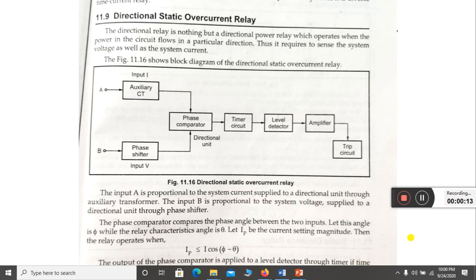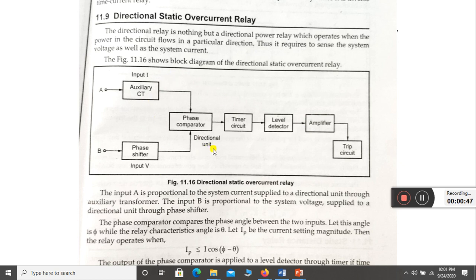So dear students, in the previous class we discussed the static type overcurrent relay. Now in this lecture we will discuss the directional static overcurrent relay. As the name implies, a directional static overcurrent relay requires both elements, voltage and current. Only then can a directional relay work.